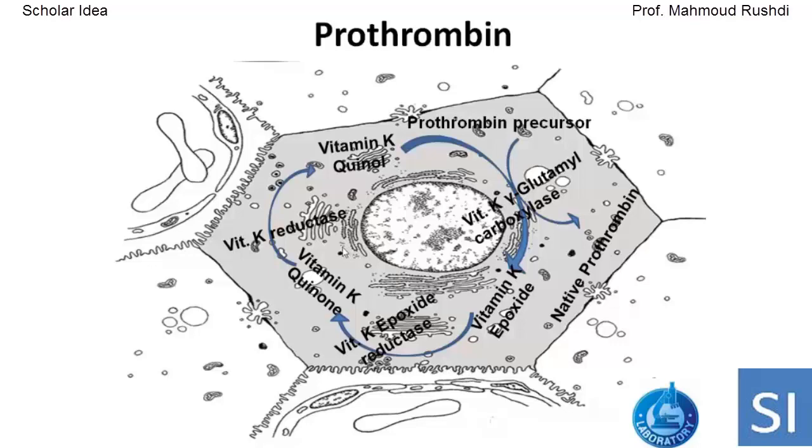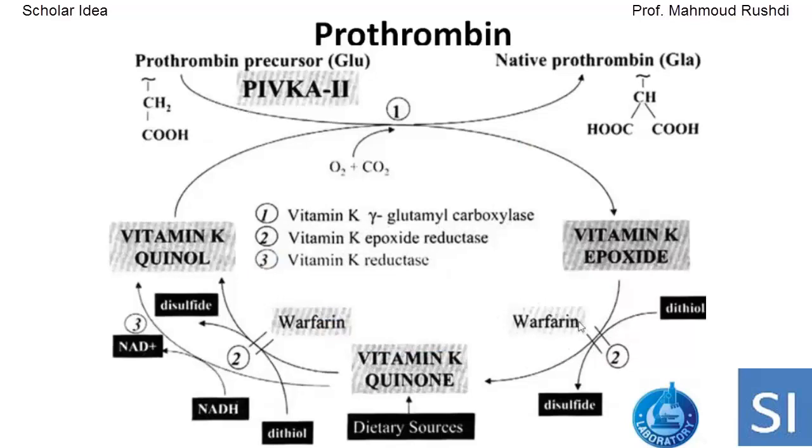Another factor that affects the synthesis of prothrombin in the hepatocyte is warfarin, which is an anticoagulant that inhibits vitamin K epoxide reductase, and so affects the conversion of vitamin K epoxide into vitamin K quinone, and also affects the conversion of vitamin K quinone into vitamin K hydroquinone. This will decrease the level of vitamin K in the liver cells and also affect the conversion of prothrombin precursor into native prothrombin. Hypoprothrombinemia will result in prolonged prothrombin time, and prolonged bleeding and coagulation times.